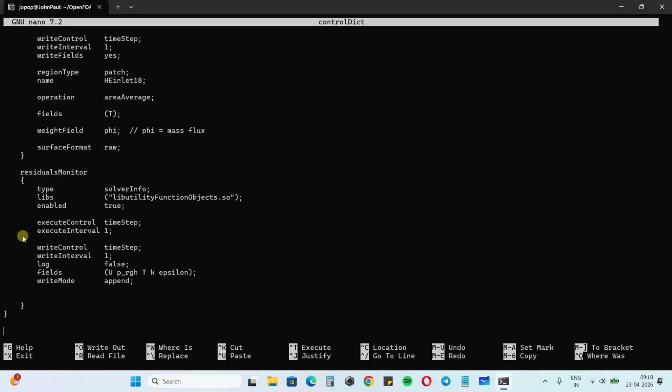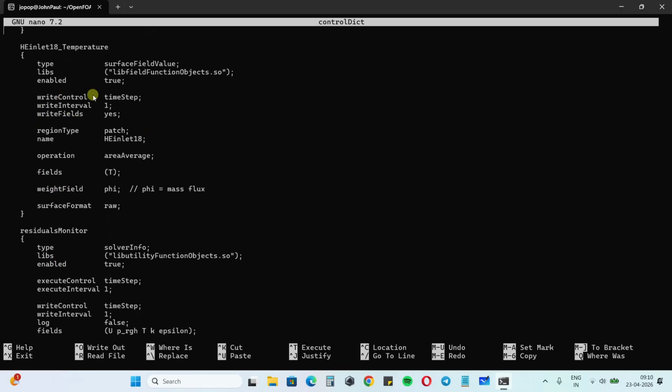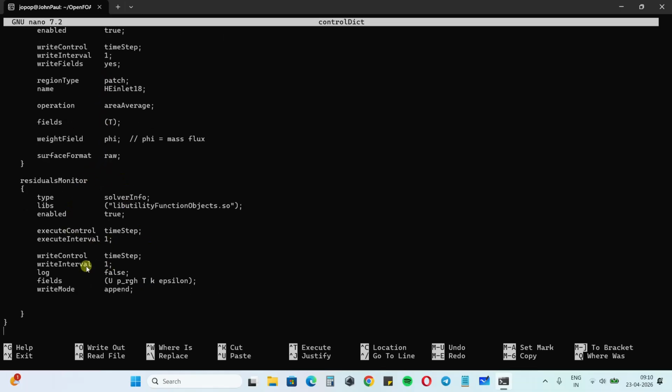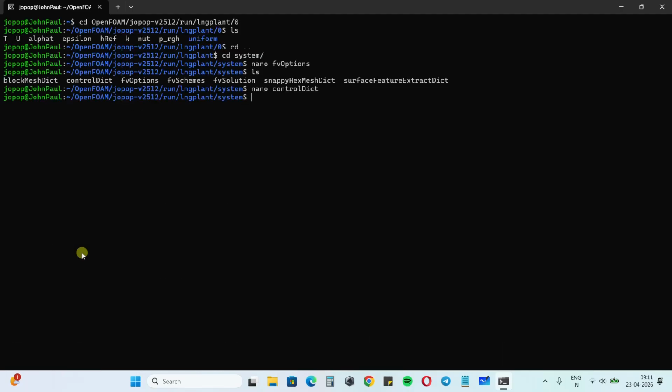So this block here basically prints the solver info, which is basically the residuals, into a dat file called solverinfo.dat within the post-processing folder, okay. And in a different script, I'm actually calling this dat file and plotting the entries from that, okay. So I have two new things in the functions block. One is basically to probe the inlet temperature, and the second one to keep track of the residuals, okay. So save it, Control O and Control X.